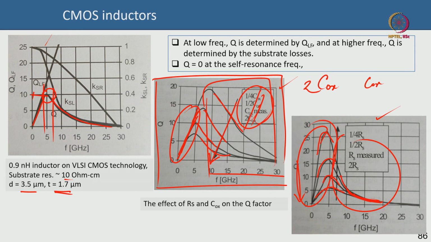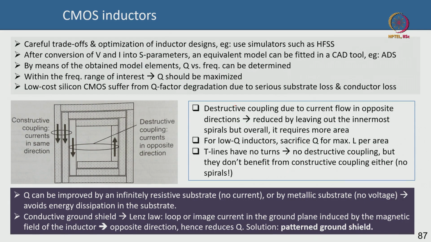So with a lower metal resistance, your Q factor will improve, but this improvement is in the lower frequency regime only. At higher frequency regime, it is capacitance alone that matters. So this is a very important understanding that you need to have in terms of inductor.